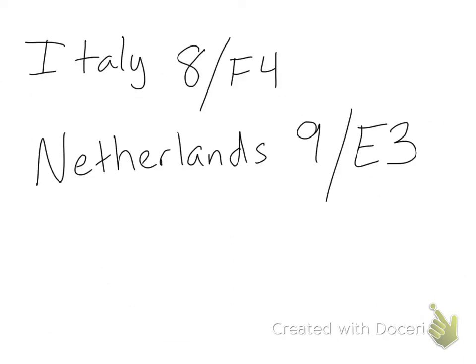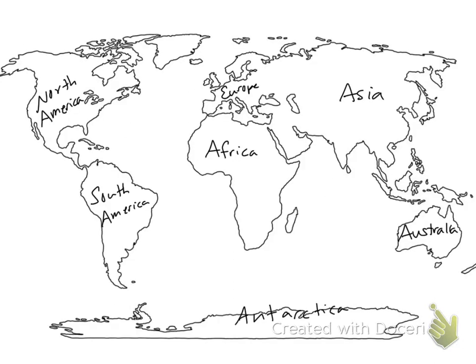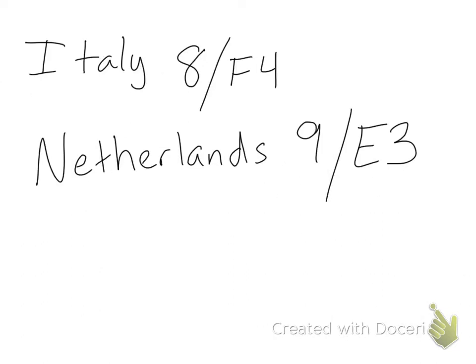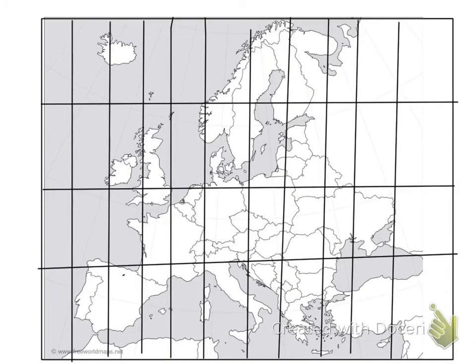Right? And the flags come from some of the countries on that map. For example, the flag of Italy comes from this country right here, which is Italy. Now in your books, you will see that it will tell you that Italy is located at 8F4. What that means is to turn your atlas to page 8, and then that it would be located at F4 on the map. So a map is divided into quadrants, or into pieces, okay?